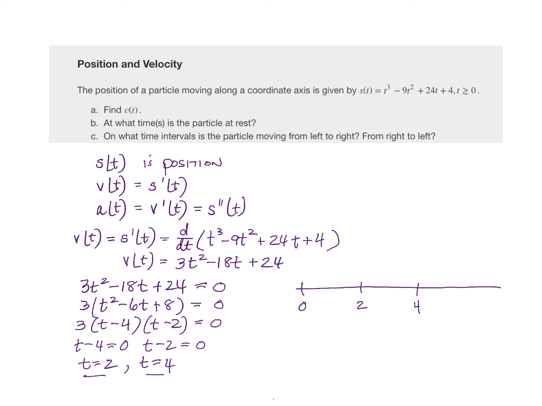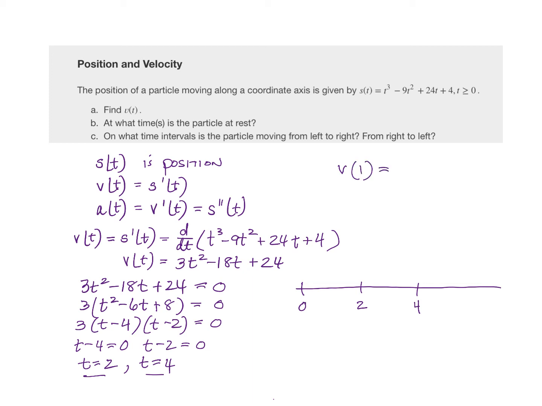So I'm going to take a point between 0 and 2 seconds, and I'm going to test the velocity. Okay, so what's a point between 0 and 2? We can pick any point we want between 0 and 2. But what if we pick point number 1? And I'm going to find the velocity at 1 second.